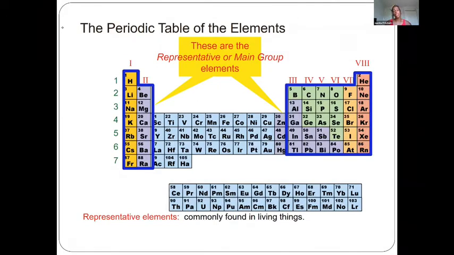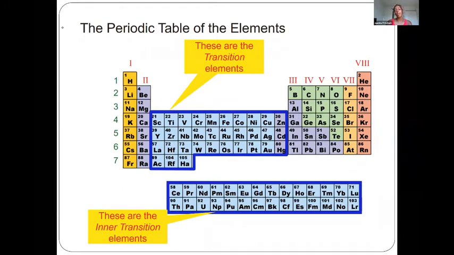So what you'll see on a periodic table is that you have columns and rows. And each one tells us a different bit of information that we need to know. There are 8 columns, which represent our main group elements. These are the elements that are commonly found in living things. You can see those highlighted: group 1, group 2, and then groups 3 through 8, which are found on the right side of the periodic table. Those are most commonly found in living things, and this is where we're going to spend a lot of our time throughout the semester.